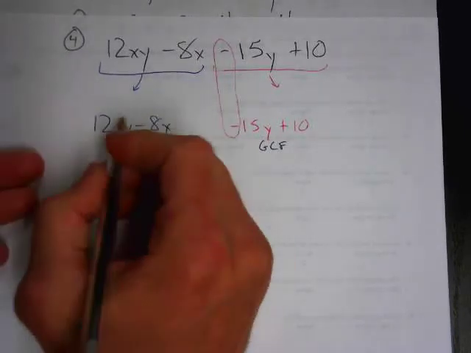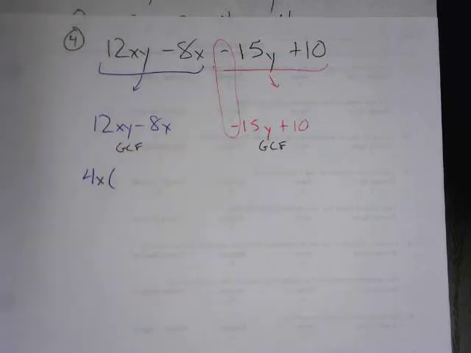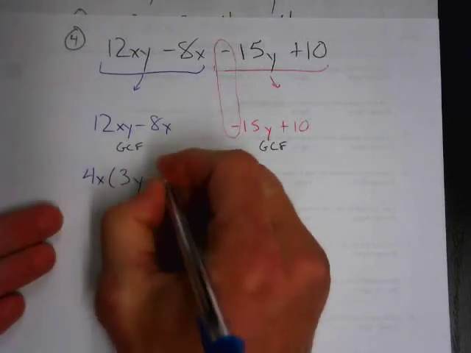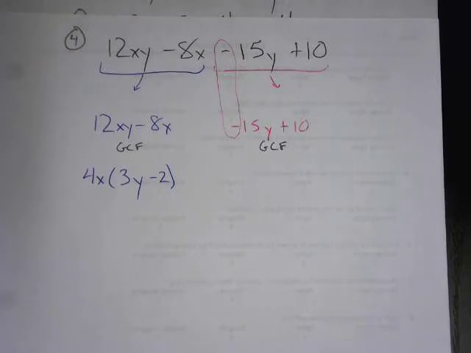Okay. So now we look in the first group, 12xy minus 8x. Hopefully you recognize the greatest common factor as 4x. And if you recognize the greatest common factor as 4x, we can then divide each of those terms by 4x. We will be left with 3y minus 2. Okay, so that's an important factoring piece.